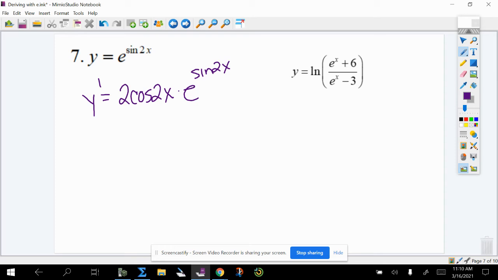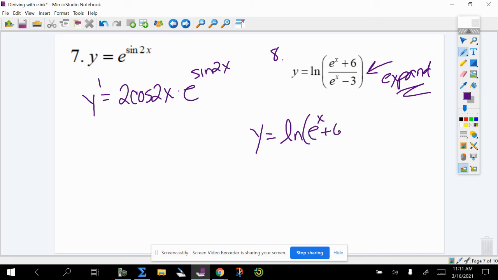The next one, this should be number 8. This is actually a case where log properties help us because I want to expand this, because by expanding it allows it to make it two simpler things to derive. So I'm going to expand with subtraction since we currently have a quotient. So I'm going to have the natural log of e to the x plus 6 minus a natural log of e to the x minus 3. So break up that division with subtraction.